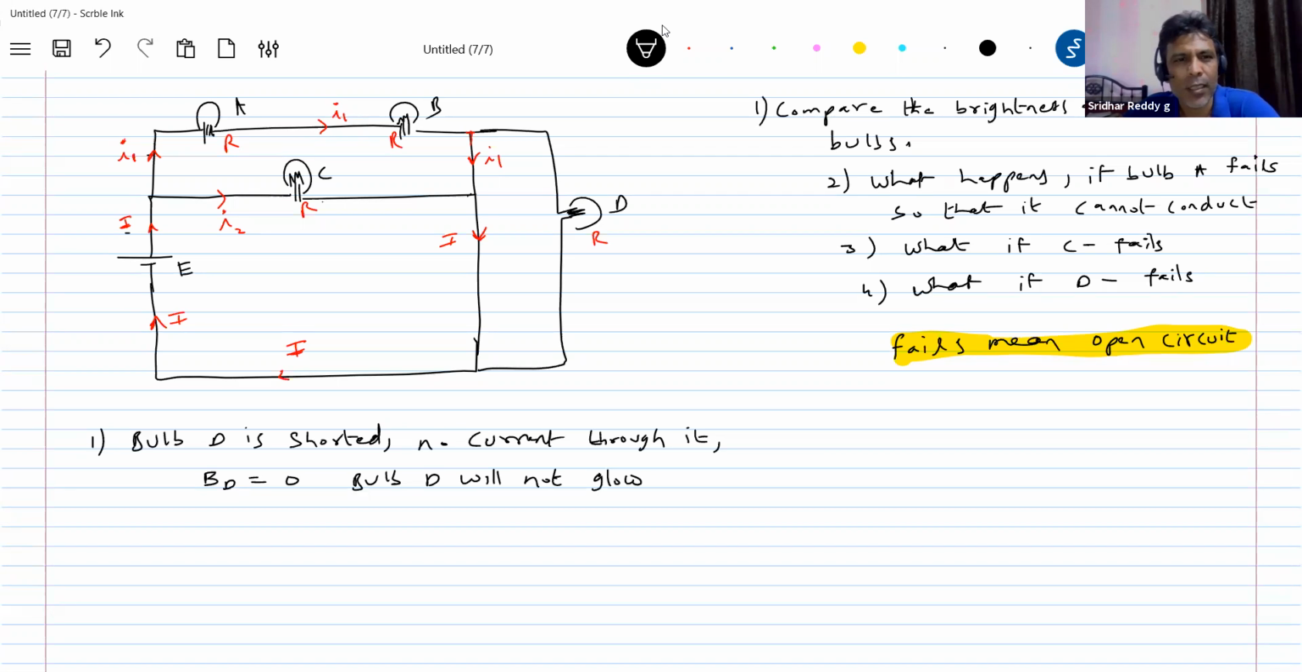What is the drop across the bulb C? Should be equal to E only. What about the drop across the bulb A and B? It will be E by 2. On what basis am I saying this?